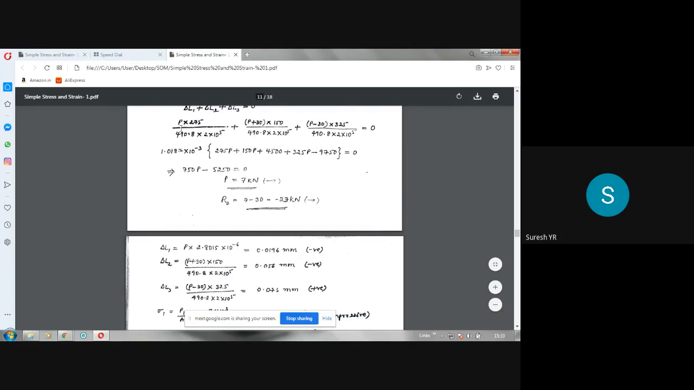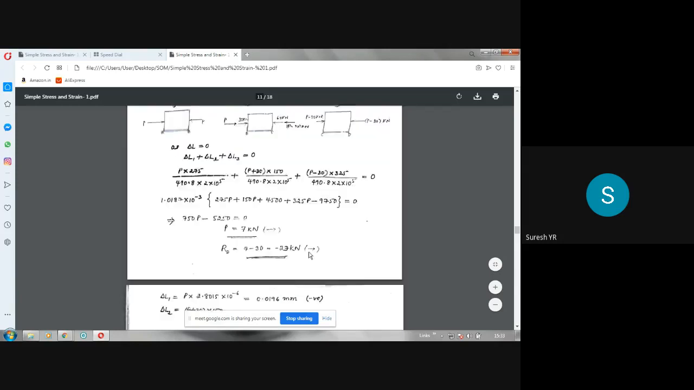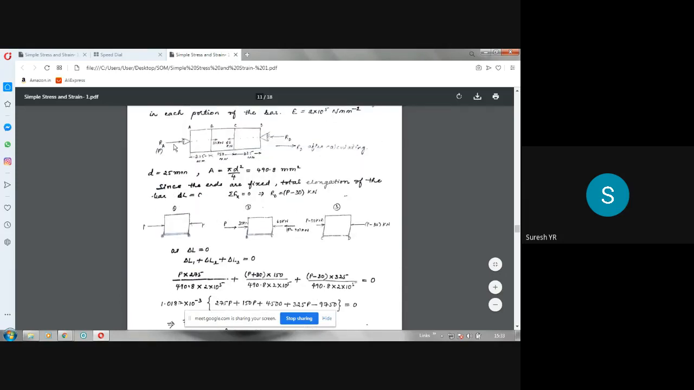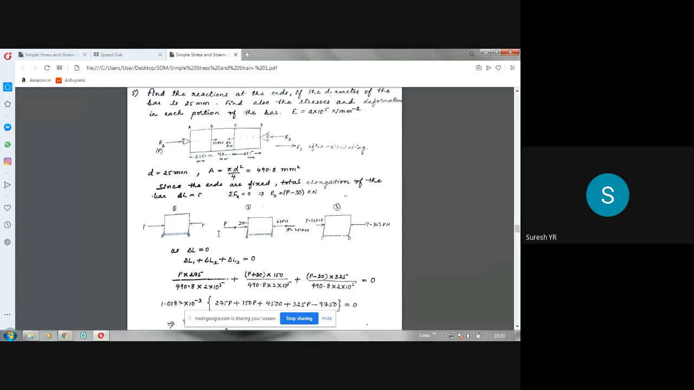P into that. So P is 7, so put the value of P as 7 into 10 power 3. That step I have not written here. Please make a note: 7 into 10 power 3. If you substitute and simplify, you will get this as the answer. So this is the deformation in the first portion in millimeter, which is negative. Why is it negative? Because it is a compressive force. Since it is compressive force, there will be a contraction of the bar.